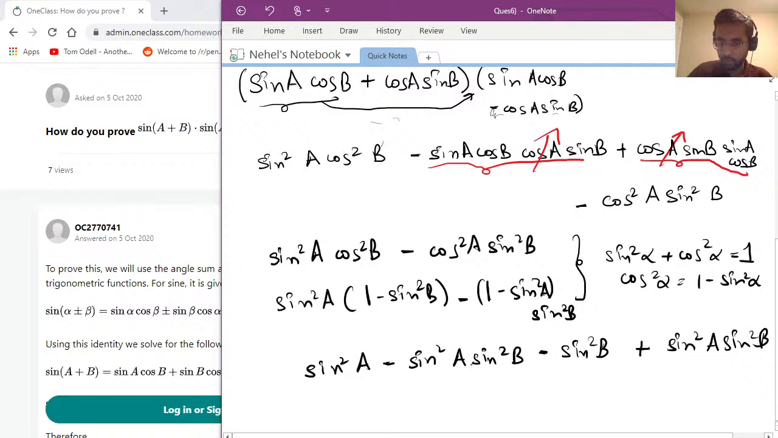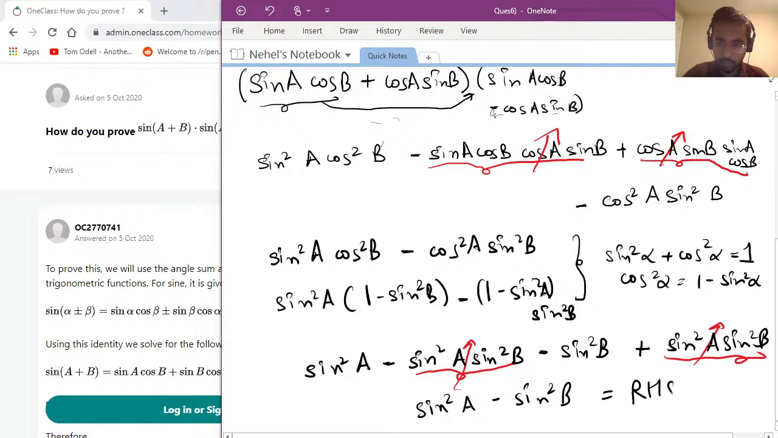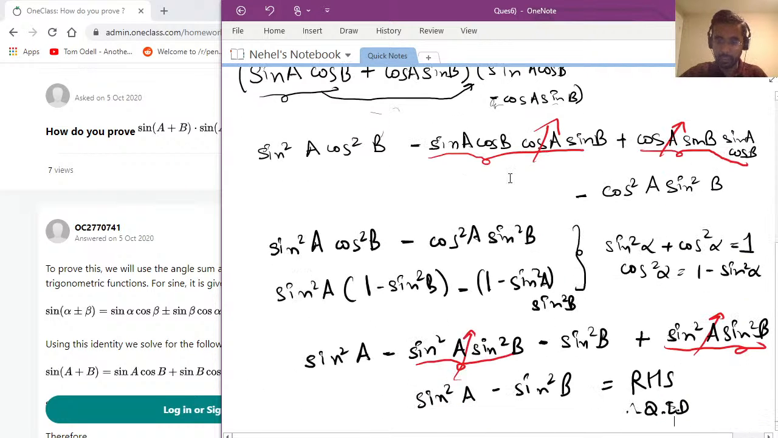So again, if we look at the expressions, we know that these two terms, the sine square A sine square B terms, are the exact same, and hence they would cancel out, and they have the opposite sign, of course. So these two cancel out, and in the end we're just left with sine square A minus sine square B, which is equal to the right hand side. Therefore, hence proof. So we were required to prove that this is equal to the right hand side, and we just did.